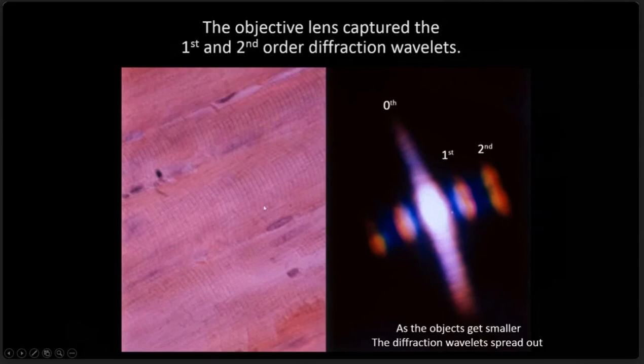Now here's what happens. As these spacings or distances in the object get smaller and smaller, the diffraction wavelets spread out farther and farther. And at one point, you don't see the diffraction wavelets anymore, and that's when you've reached the limit of resolution. When they say diffraction limits the resolution of the light microscope, it's because you have to see the diffraction wavelets in order to see the resolution.